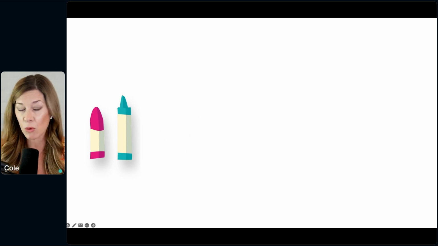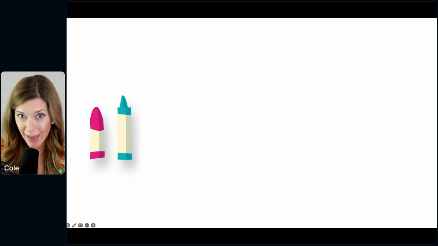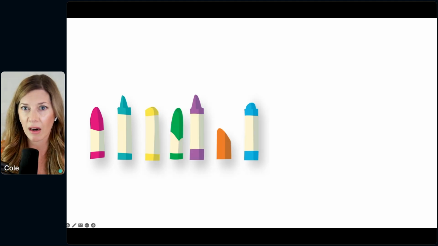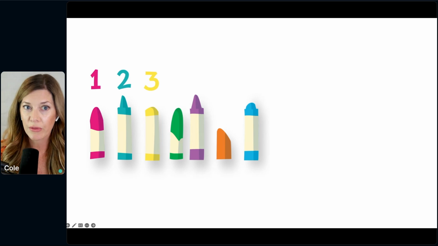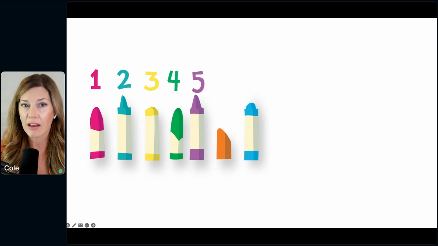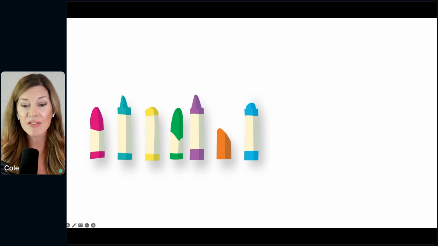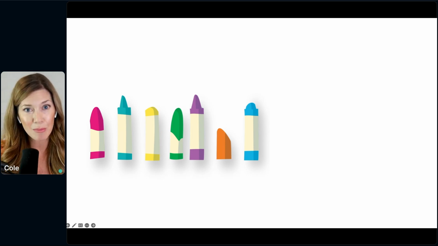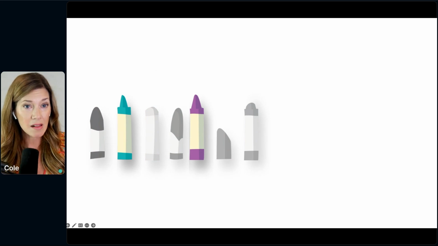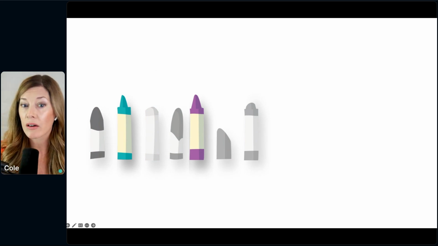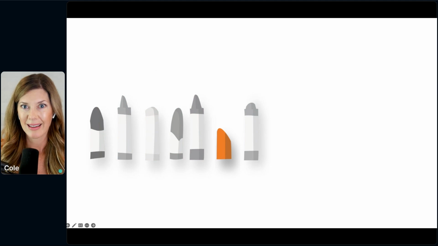And it's especially cool because you can do this not with only 2 crayons, but with many. Let's put some more crayons up here. How many do you see? Let's count them together. 1, 2, 3, 4, 5, 6, 7 crayons. Even with 7 crayons, it's easy to make comparisons. The teal and purple crayons we can see are the tallest. That orange crayon is definitely the smallest.